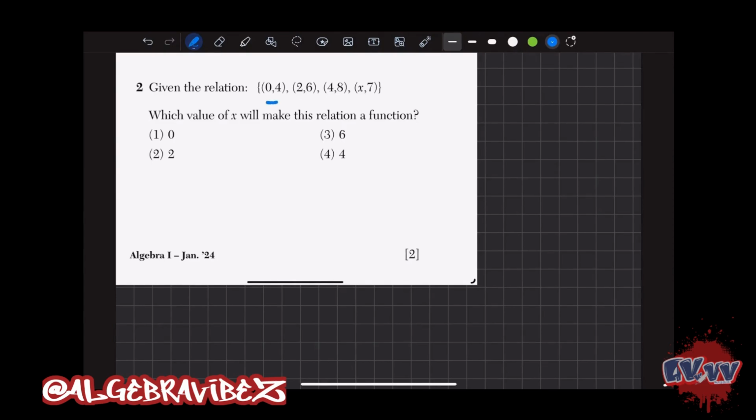We have 0, 2, and 4 as our x values. So we can get rid of some of our answers. We can get rid of 0, we can get rid of 2, and we can get rid of 4, which leaves us with 6 as our answer. For every x, there is a unique y, and in this case, that is what makes this particular relation a function.